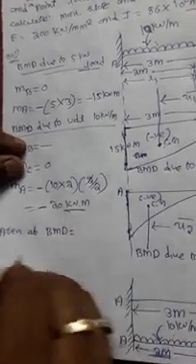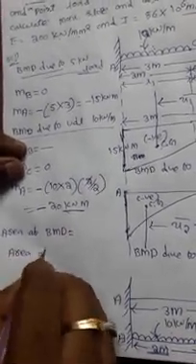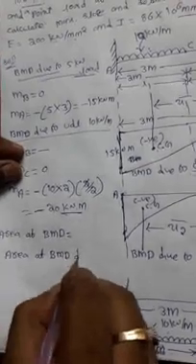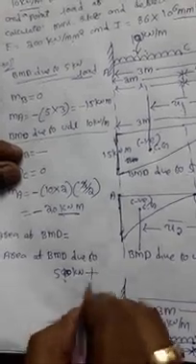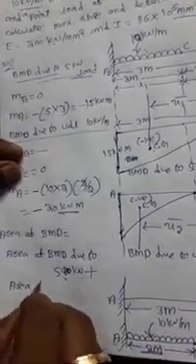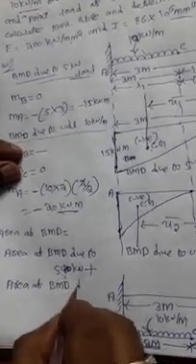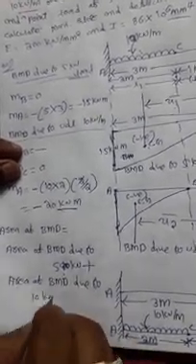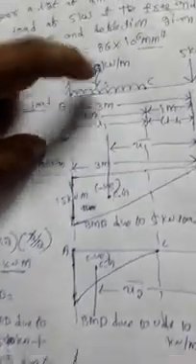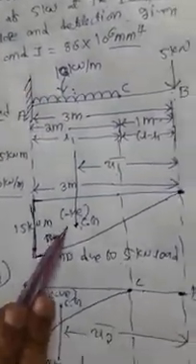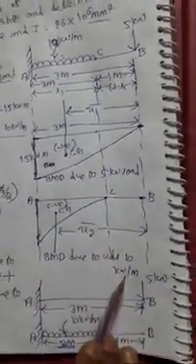So the area of the total diagram, the area of the BMD, equals the area of the BMD due to the 5 kilonewtons plus the area of the BMD due to the 10 kilonewton per meter. Repeating once again: the area of the total BMD is equal to the area of the BMD due to 5 kilonewtons and the area of the BMD due to 10 kilonewton per meter. That is the formula.